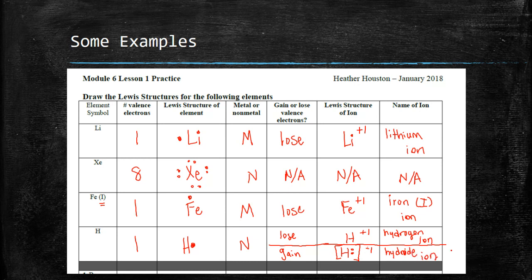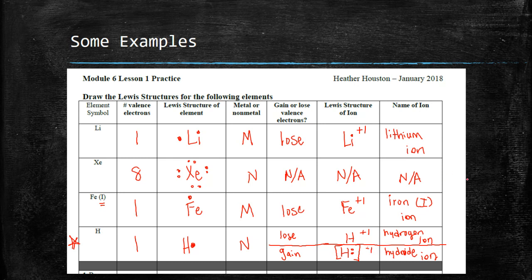All right? So why did I do this one? Because it's tricky. It's the only one that does this. There are not others. Everything else will either gain or lose, like it'll be cut and dry. But this is kind of a tricky situation, and I wanted to do that for you.